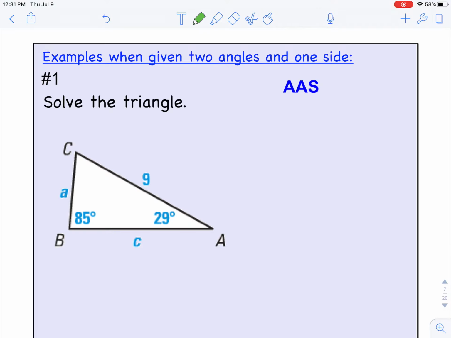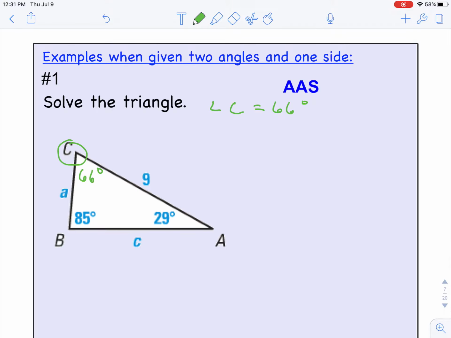Okay, so here's our first example where we're given 2 angles and 1 side. So when we say solve the triangle, the first thing we can do is find angle C right here, because we can just use the triangle sum to find angle C. So if we take 180 and subtract 85 and subtract 29, that gives us 66 degrees for angle C. So angle C is 66 degrees. That was the easy part.